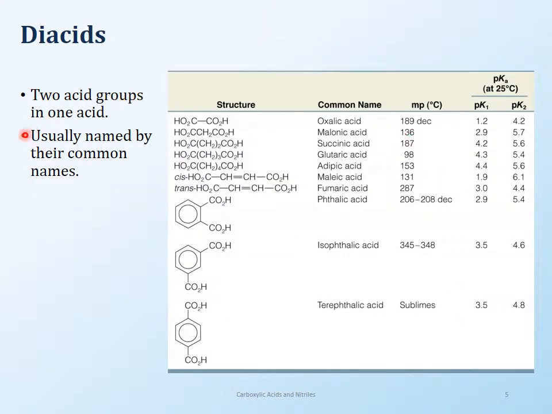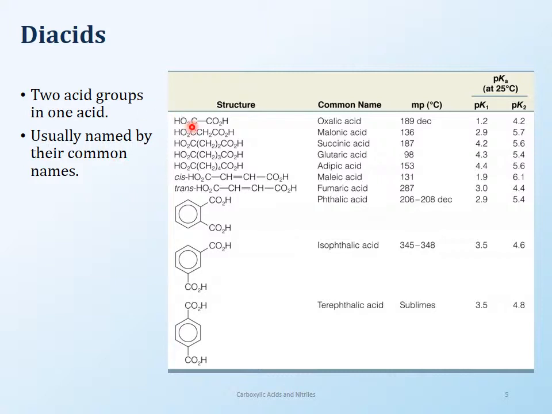So there are a whole bunch of diacids, okay? In the previous slide, you saw a diacid, but diacids are actually more common than that. And you have 2 acids and, of course, 1 group. And usually what happens is that you use their common name a lot more than their IUPAC name, okay? Because they've been around for so long and we use them so often.